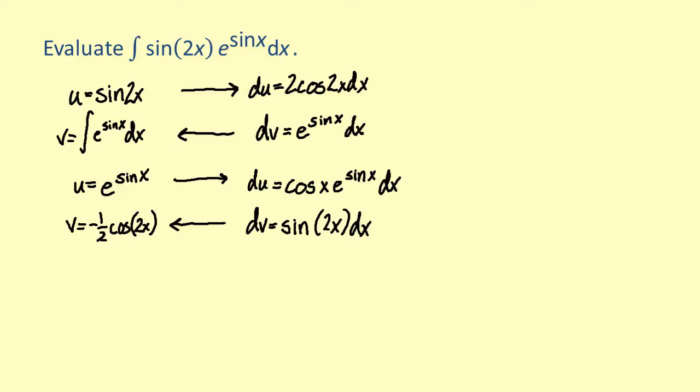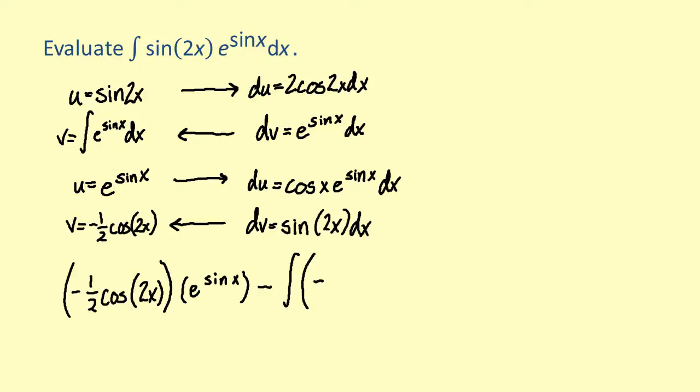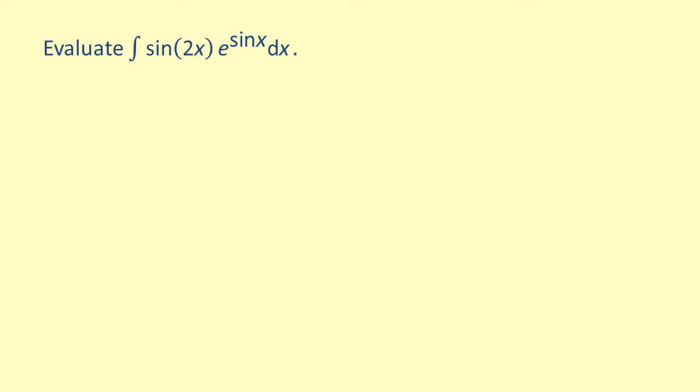Substituting these into the integration by parts formula, we get negative 1/2 cosine of 2x times e to the sine of x minus the integral of negative 1/2 cosine of 2x times cosine of x times e to the sine of x dx. It looks like using this substitution has actually made our integration more difficult, so let's try another approach. Notice that we can rewrite sine of 2x using the double angle formula. So our integrand becomes 2 sine of x cosine of x times e to the sine of x.